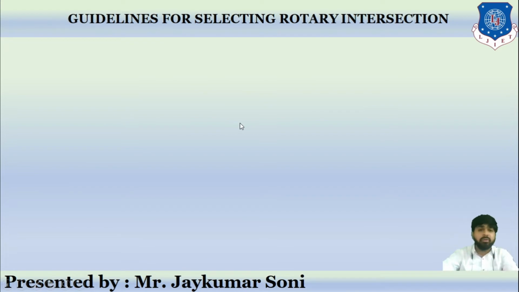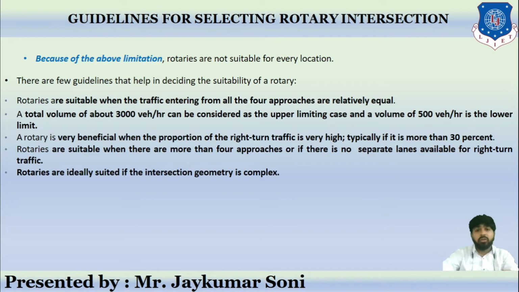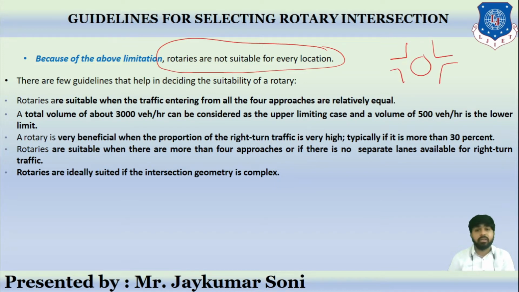We are discussing the guidelines for selecting rotary intersection. We learned in the last session that there are certain limitations and disadvantages due to which rotaries are not suitable to every location. We cannot provide a rotary at each and every location. It is not feasible, it is not possible. So there are certain suitability criteria, certain guidelines that we need to follow.